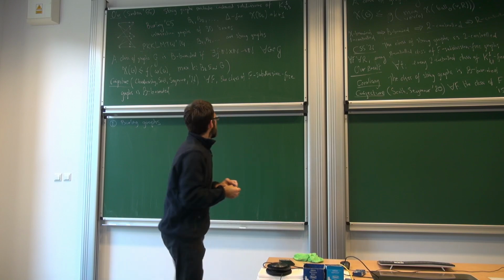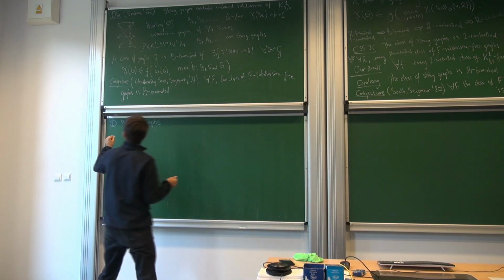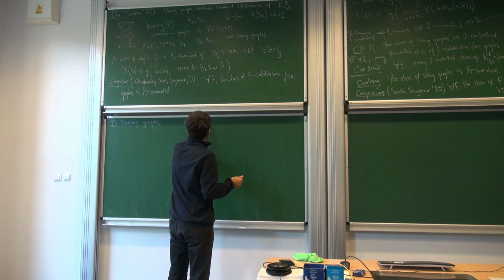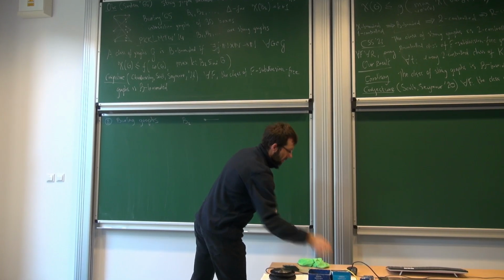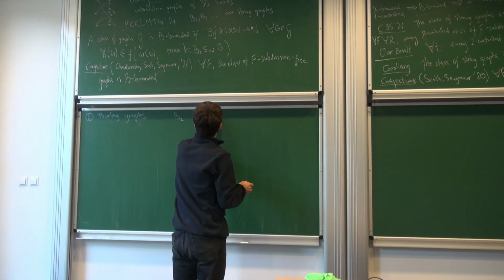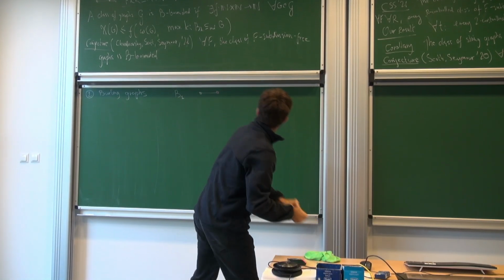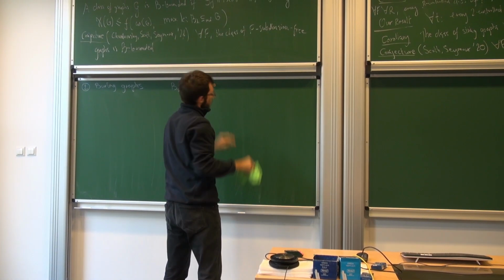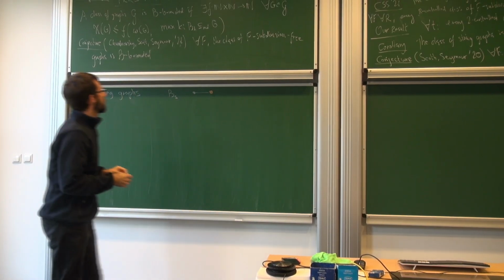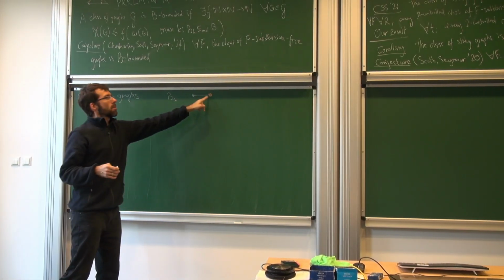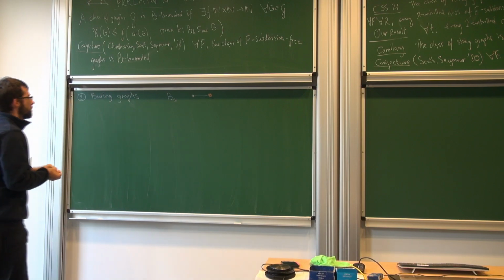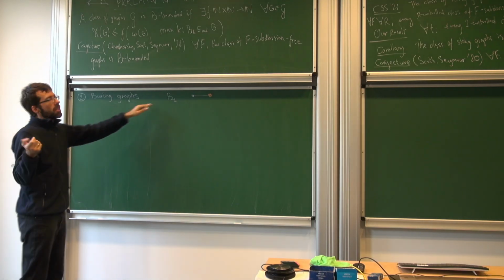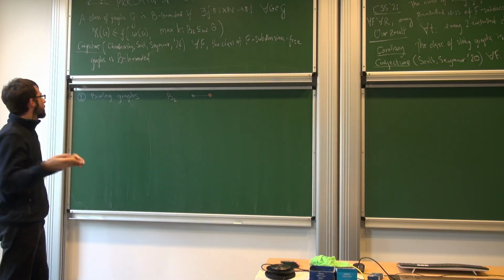Okay? So B1 will be just this. Maybe let me use this orange, it should be better visible. So this is the marked vertex in B1. And now I want to define two operations which will help me define B(k+1) from B(k).